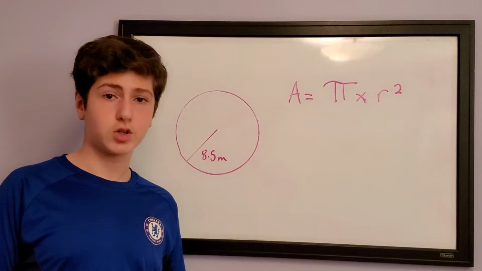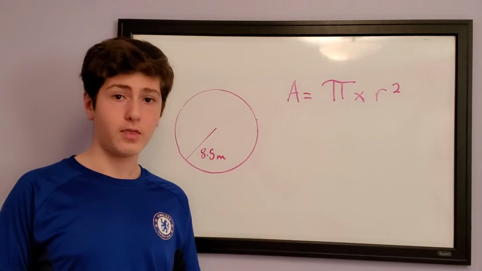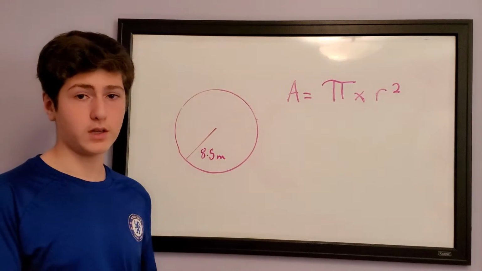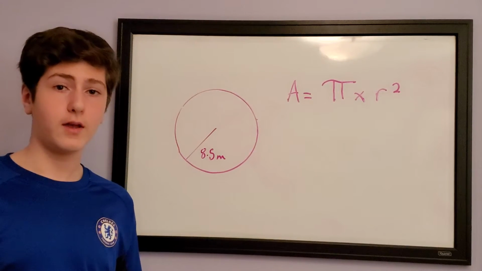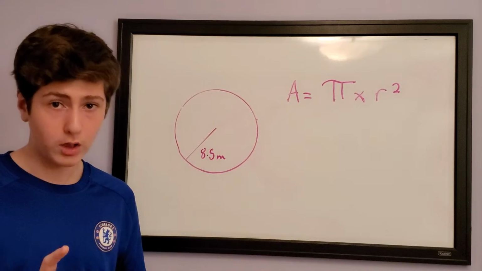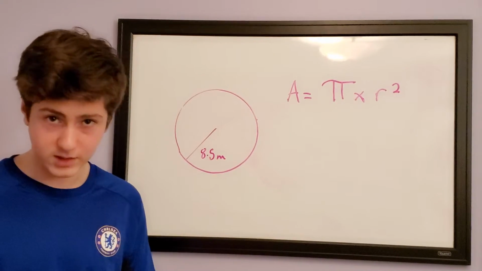Using the radius of a circle, we can actually use a formula to find the area. That formula is area equals pi times radius to the power of 2. Now, if you do not know what pi is, my last video talks all about it, so I highly recommend you check it out. The link is in the description.